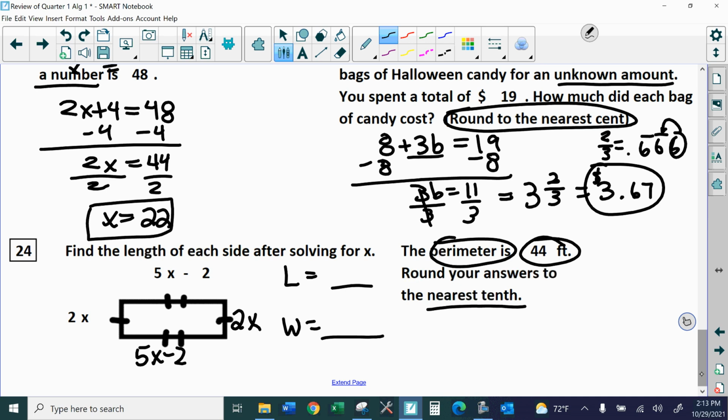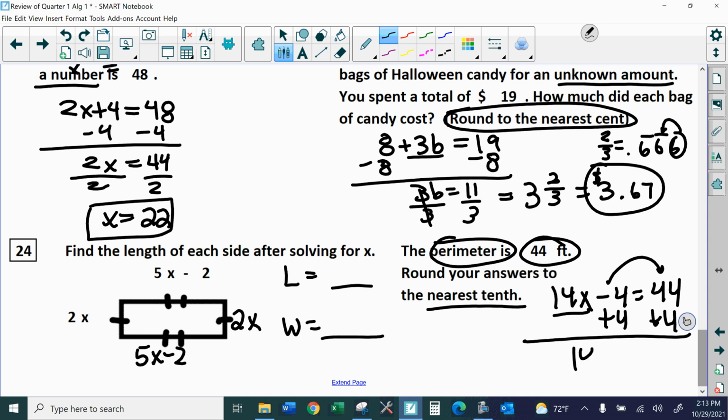So I have 10x plus 4x is 14x. And a negative 2 and a negative 2 is minus 4. And it says that equals 44. The perimeter is 44. So I solve this, add the 4 across, because again, the coefficient on the x is positive, so I'm going to leave it there. I get 14x equals 48. And last step, divide by 14.